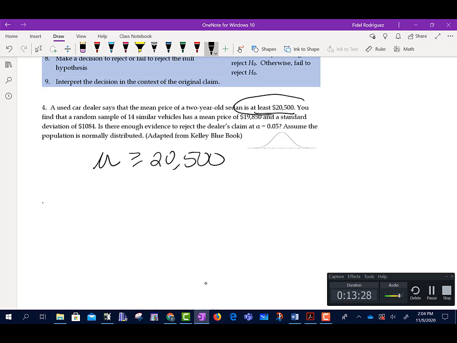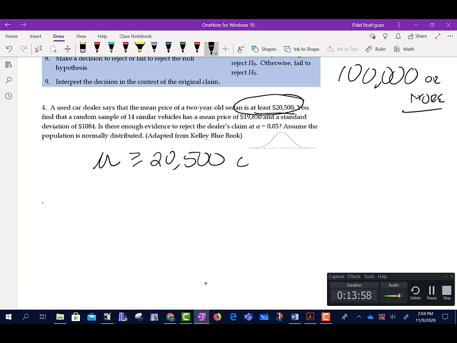So again, I want you to think about the term at least. A lot of times people think that means smaller than. But think about it this way. If I want to say I want to make at least $100,000 a year, that would mean that I want to make $100,000, right? Or more, wouldn't it? So that's what the term at least really means, okay? So it's going to be greater than or equal to.